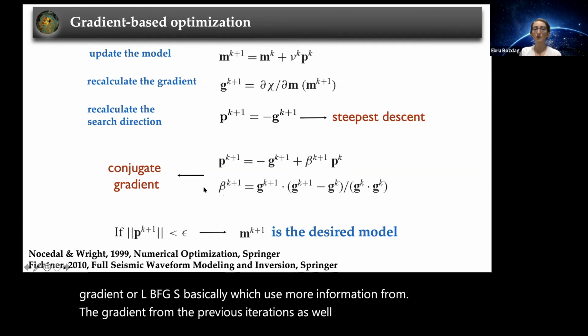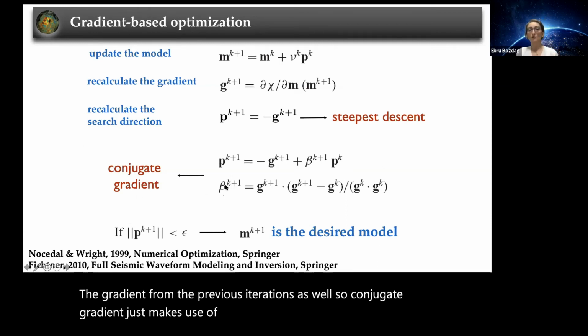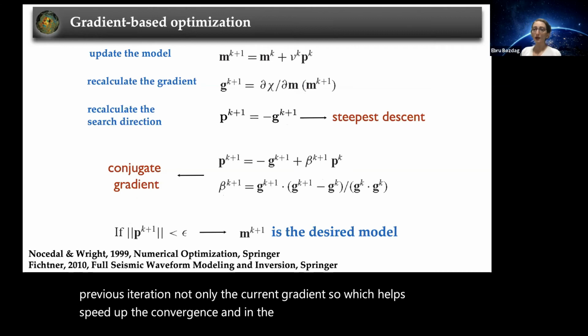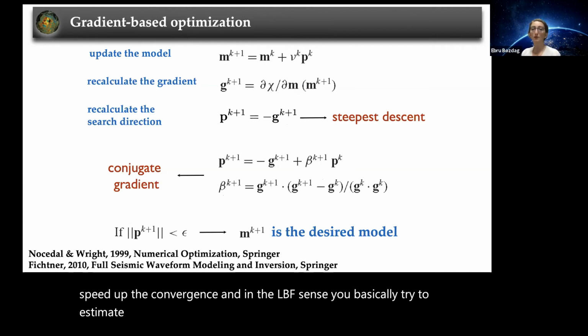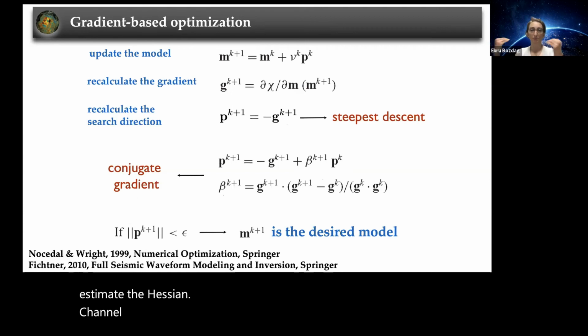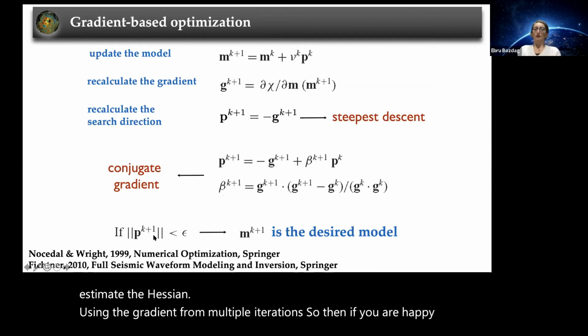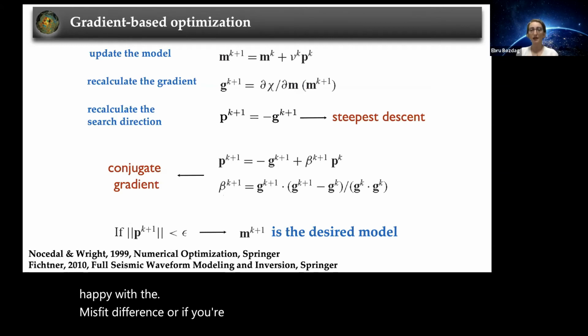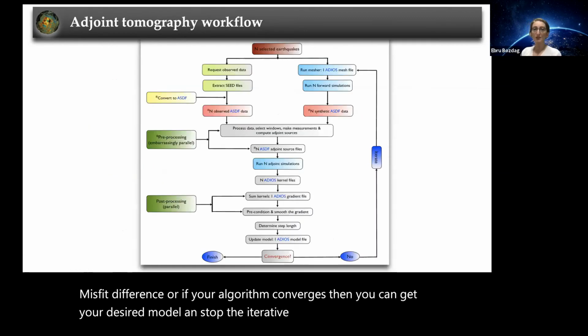So conjugate gradient makes use of the gradient information from the previous iteration, not only the current gradient, which helps speed up the convergence. And in the LBFGS sense, you basically try to estimate the Hessian kernel using the gradients from multiple iterations. Then if you are happy with the misfit difference, or if your algorithm converges, you can get your desired model and stop the iterative process. So this is basically the summary of this adjoint tomography workflow.